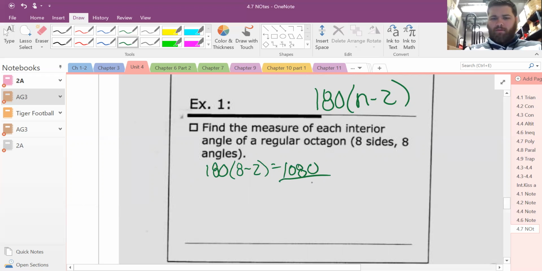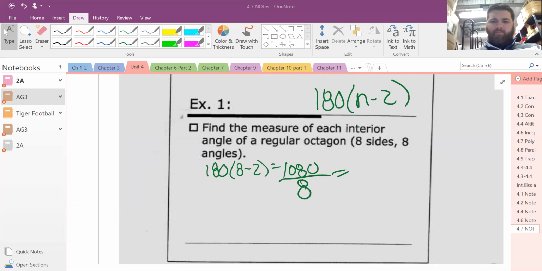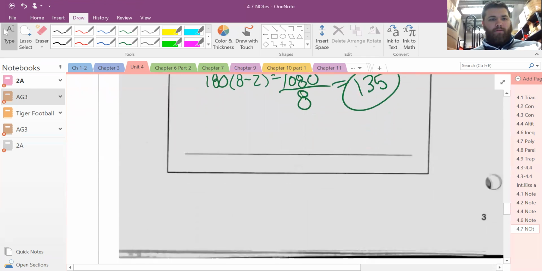Yeah, it will. So they take that, divide it by 8. So 1080 divided by 8, and we get 135. Now remember, we can only do that because it's regular. If it wasn't regular, we couldn't possibly find the measure of each angle because they'd all be different. But if it's regular, all you do is take the total divided by the number of angles.